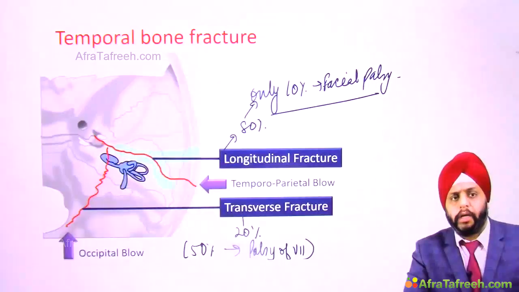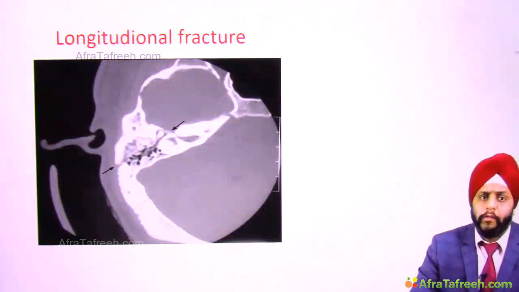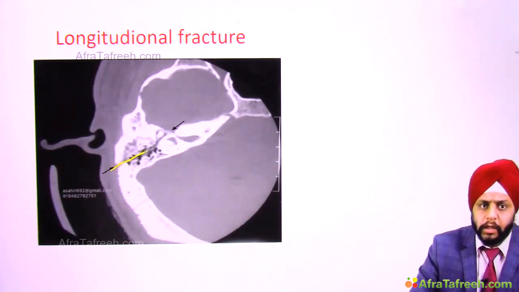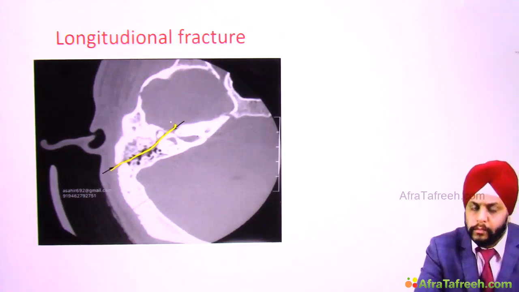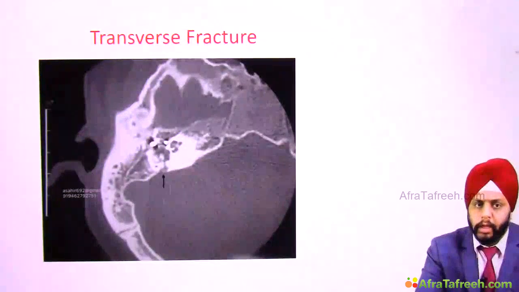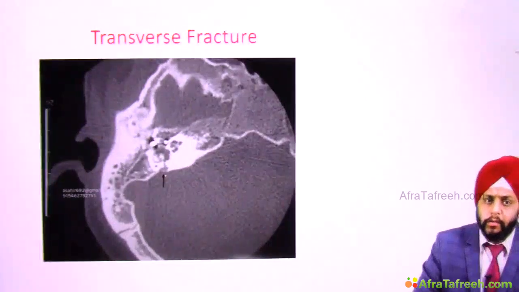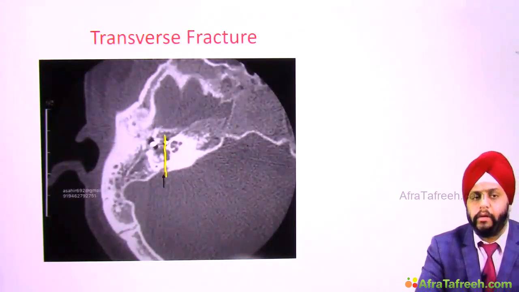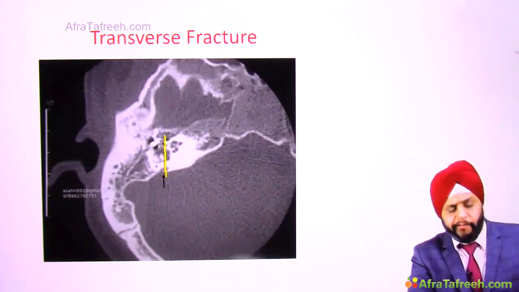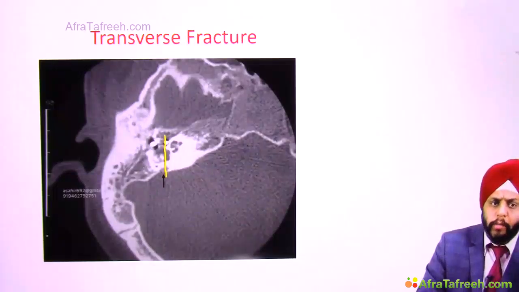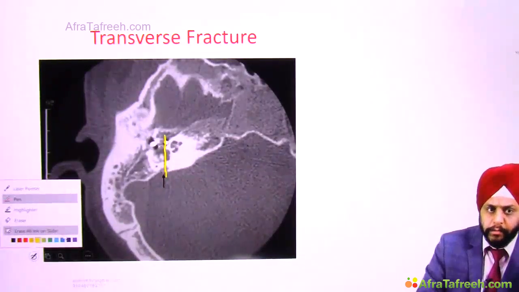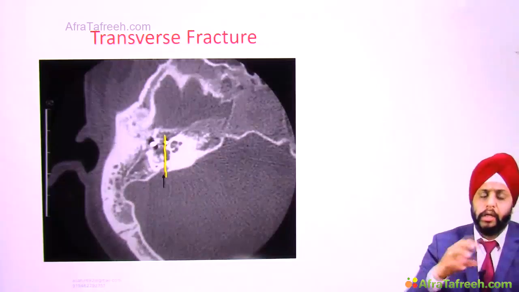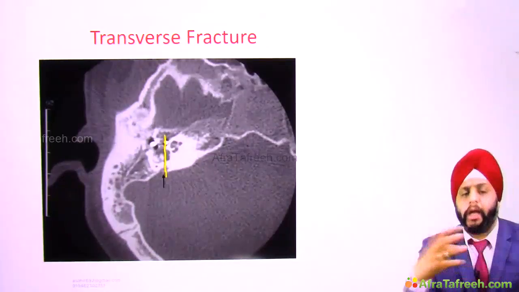Right. Let's look over here. This is the CT scan of the longitudinal fracture. You can see over here in this CT scan, this over here is the fracture line running. That's a longitudinal fracture. Okay, and this is the transverse fracture. You can see over here the fracture line is perpendicular to the axis. So that is a transverse fracture. Okay, if somebody asks you which is the most common type of temporal bone fracture, now you see the classification of longitudinal and transverse.